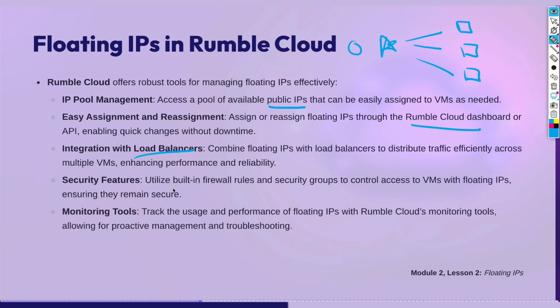Then you have security features. So you can utilize the built-in firewall rules and security groups to control access to your VMs with floating IPs. You ensure that they remain secure, that they are only accessed through that one point of entry. And finally, you have your monitoring tools in Rumble Cloud. So you can track the usage and the performance of floating IPs with Rumble's monitoring tools. This allows you to proactively manage and troubleshoot any kind of issues that are in your VMs or your network.